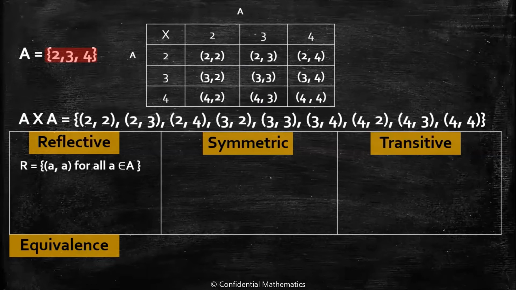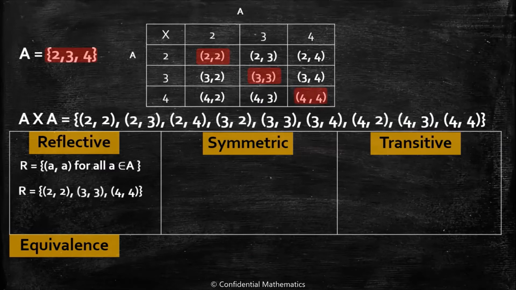Now let's focus on the example. For the elements 2, 3, and 4, the first element 2 is mapped to itself, 2 is related to itself. For the second element 3, 3 is also related to itself, and 4 is also related to itself. So this is the reflexive relation. All right.